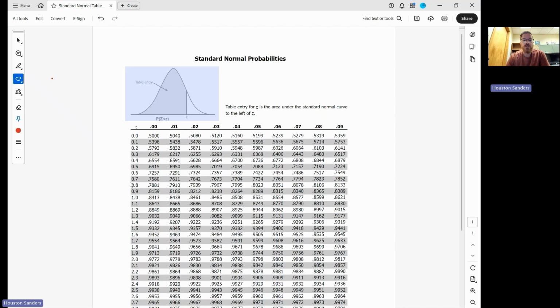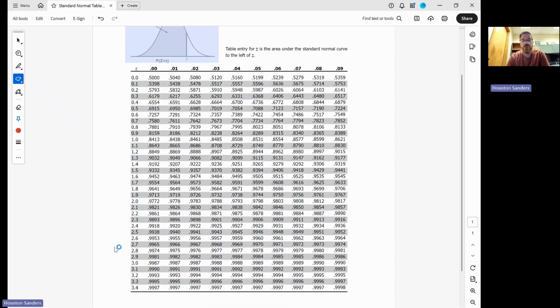Now, along the left side of your table, this is going to be your units and your tenths place. So we have 0.0, 0.1, 0.2, all the way up to 3.4. Along the top of your table, these are going to be your hundredths place.